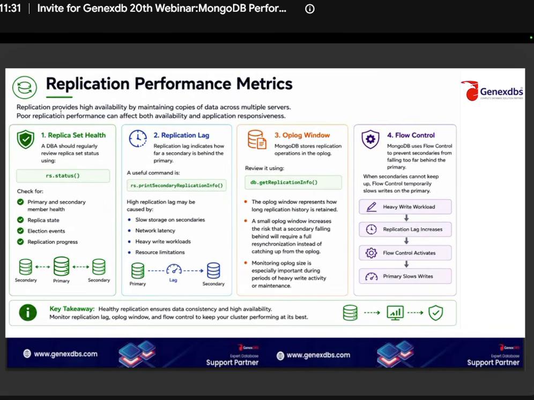Next, flow control. MongoDB uses the flow controller to prevent the secondary servers from falling too far behind the primary server. When the secondaries cannot keep up with the primary, and we activate flow control, it temporarily slows the writes on the primary. Here we can see that workflow. During heavy write workloads, there will be an increase in replication lag, so the secondary server falls too far behind the primary server. Whenever MongoDB activates flow control, it slows the writes on the primary server to reduce that replication lag between the servers.